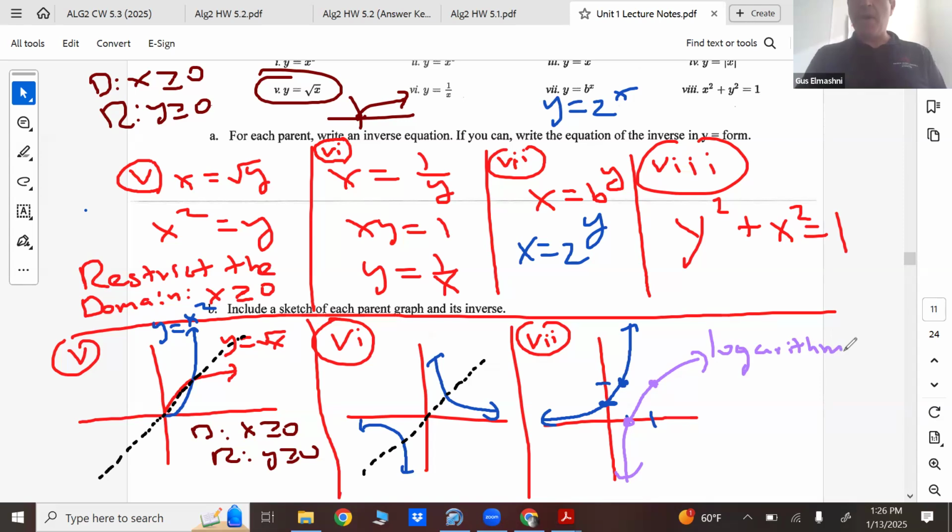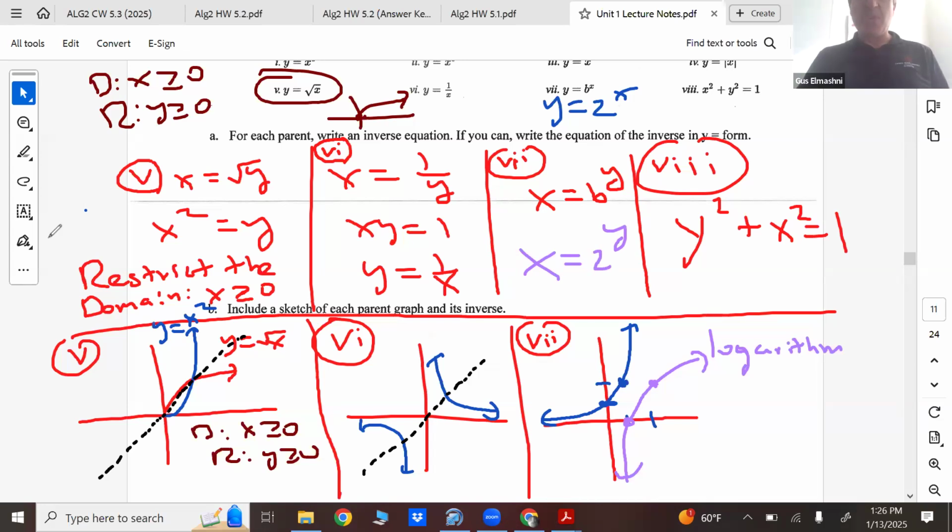But if you were to switch x and y, because if you look at the blue curve, the purple's the inverse, the blue's the original. Sorry, I should have color coded better for you guys. Here we go. The purple's the inverse, the blue's the original, if you guys can tell from where you're sitting.